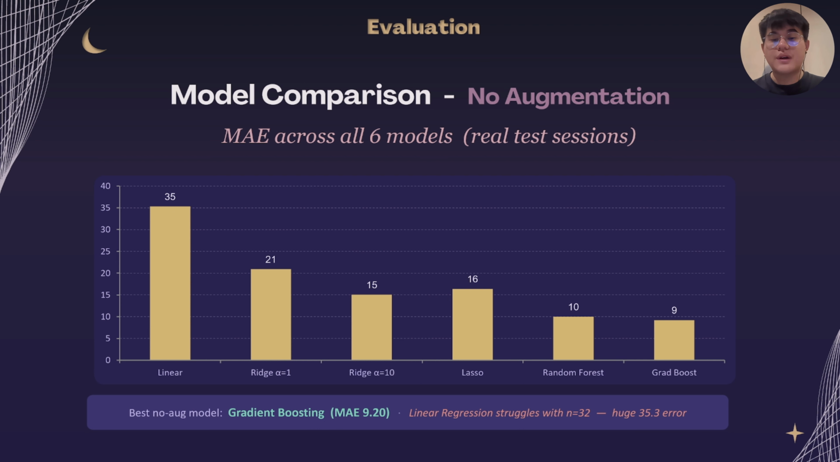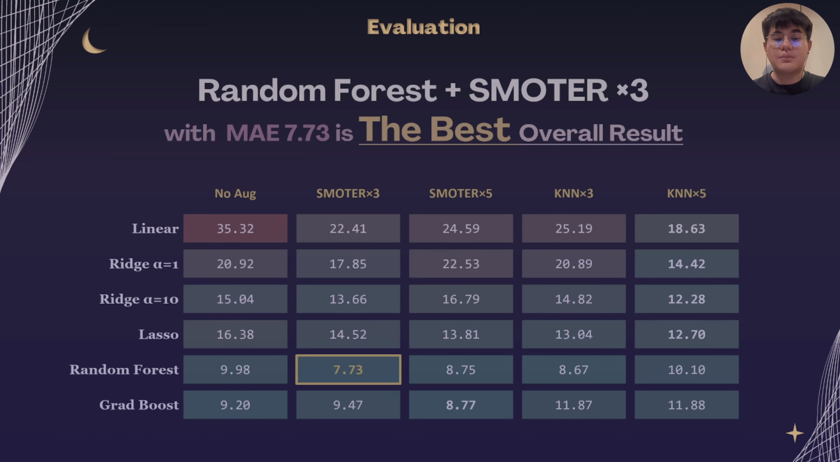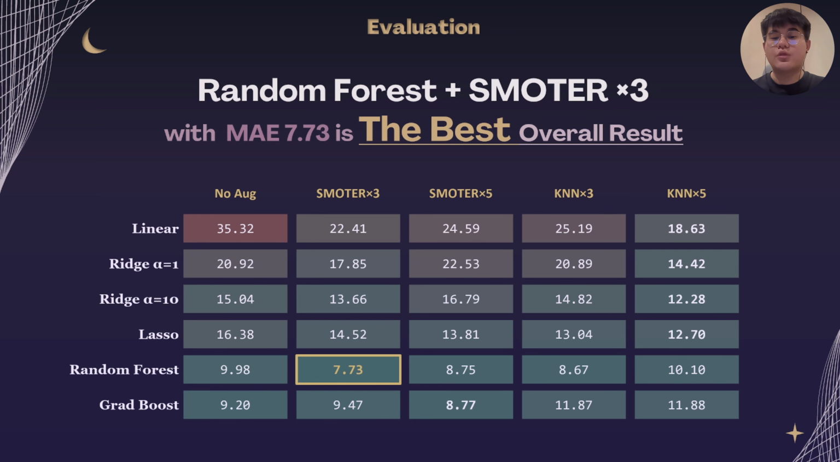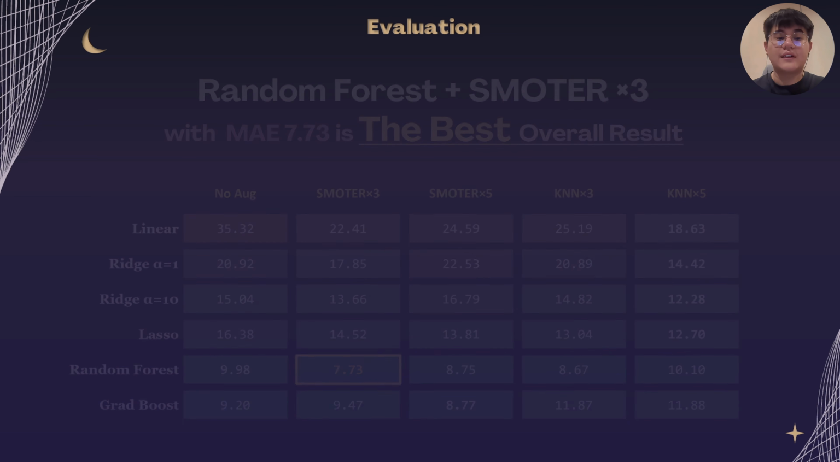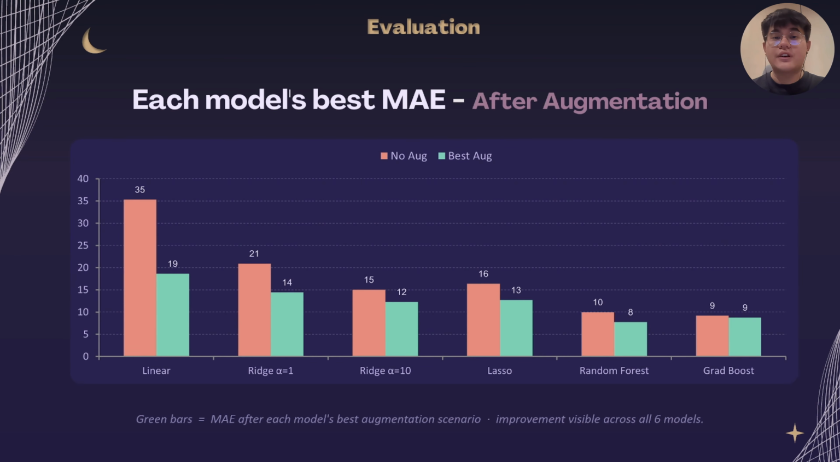With the best augmentation per model, random forest plus SMOTER for regression times 3 leads to MAE 7.73, which is the best overall result, a 22.5% improvement over its baseline. Ridge alpha 10 plus SMOTER for regression times 3 leads to MAE 13.66, which is best when interpretability is considered. All 6 models benefit from at least one augmentation scenario, and linear models gain the most in absolute terms.